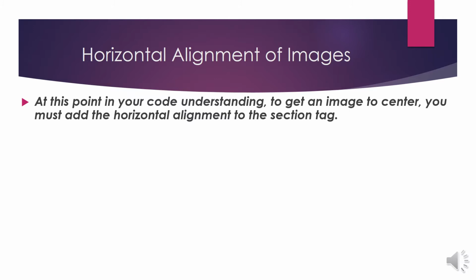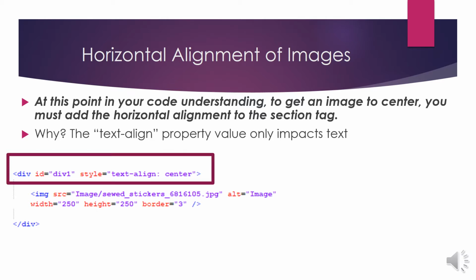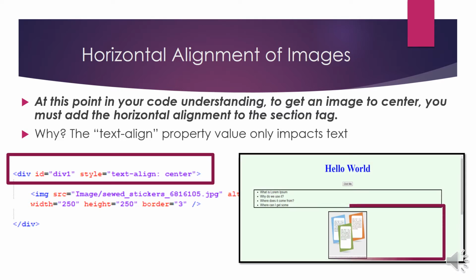At this point in your coding understanding, to get an image to center, you must add the horizontal alignment to the section tag that it's in. Why? The text alignment property value only impacts text, so you kind of have to trick CSS to do what you want it to do, and by putting it into the section tag, you can get that done. So if I look at my div tag, my ID equals div1, I'm telling it that whatever is inside that section to go ahead and center that text. If you notice now, my image is centered.